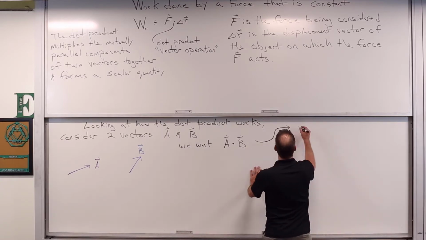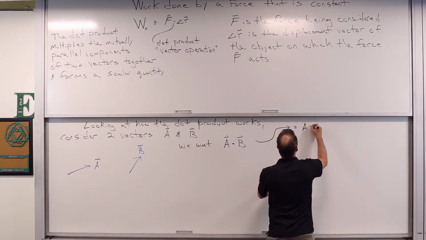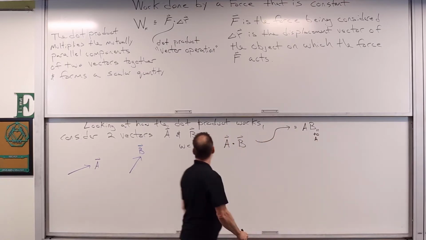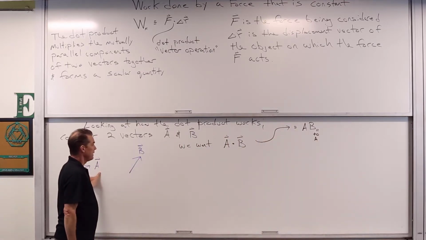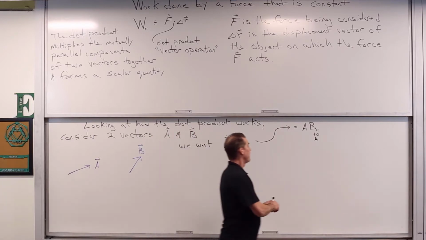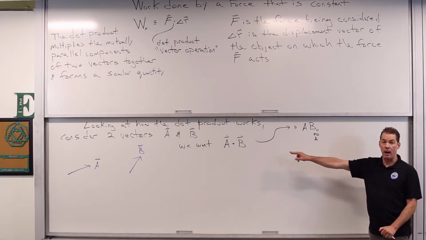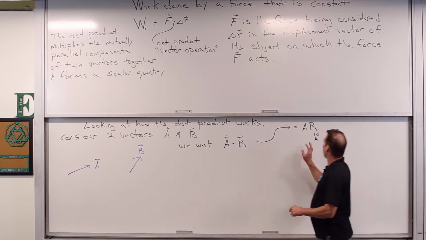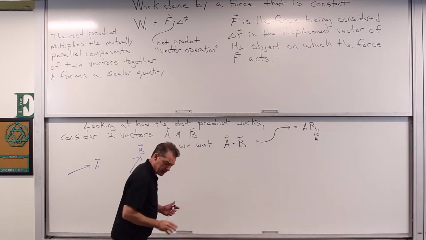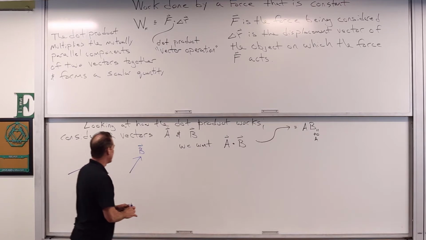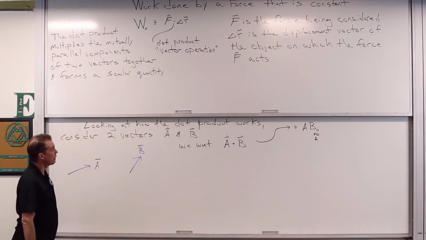So let us consider this. We can write this as being equal then to A times B parallel to A. So if we take the magnitude of the vector A and multiply it by the magnitude of the vector B that's parallel to A, that will be what the dot product is. So let us look at this. I'm going to take these two vectors and see if I can get some sort of representation of the parallel component of B with respect to A.